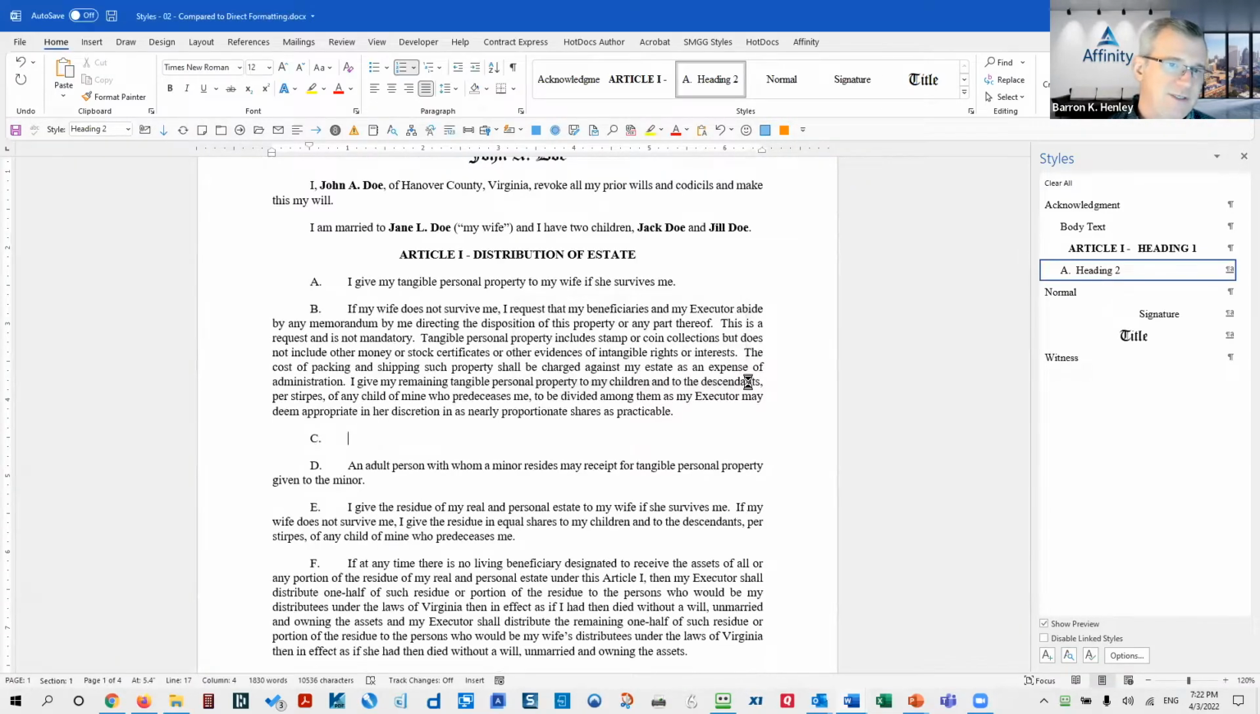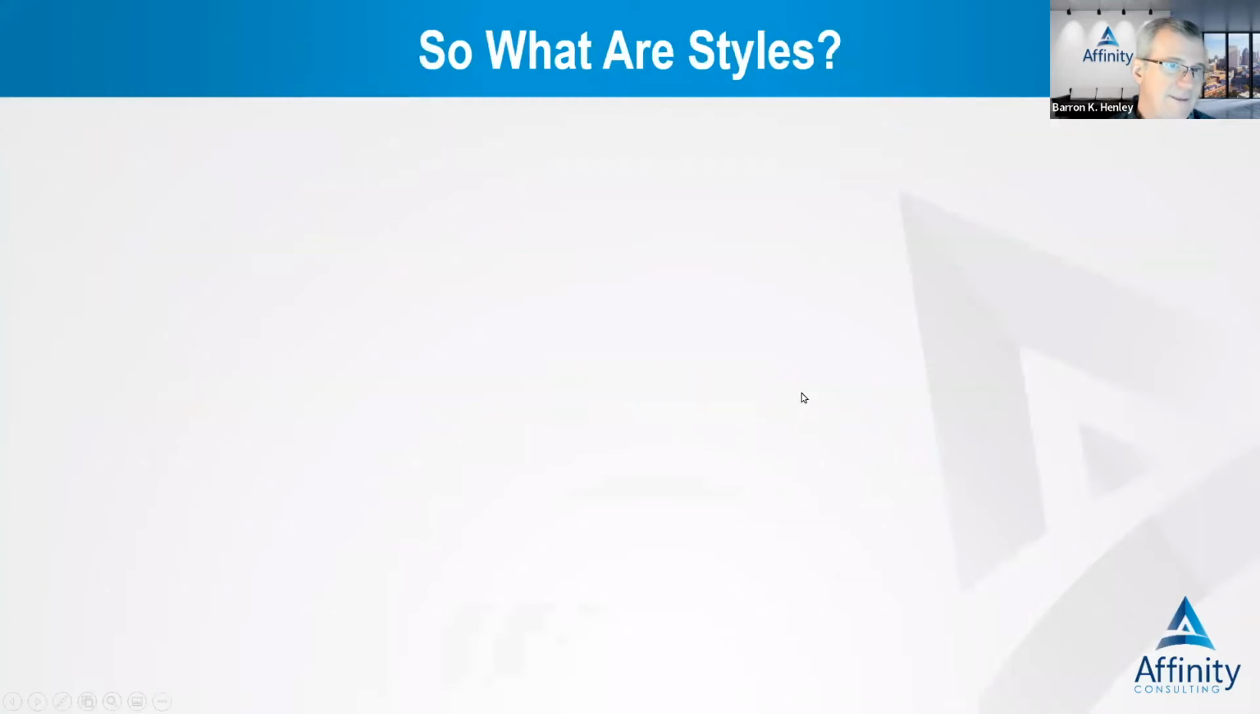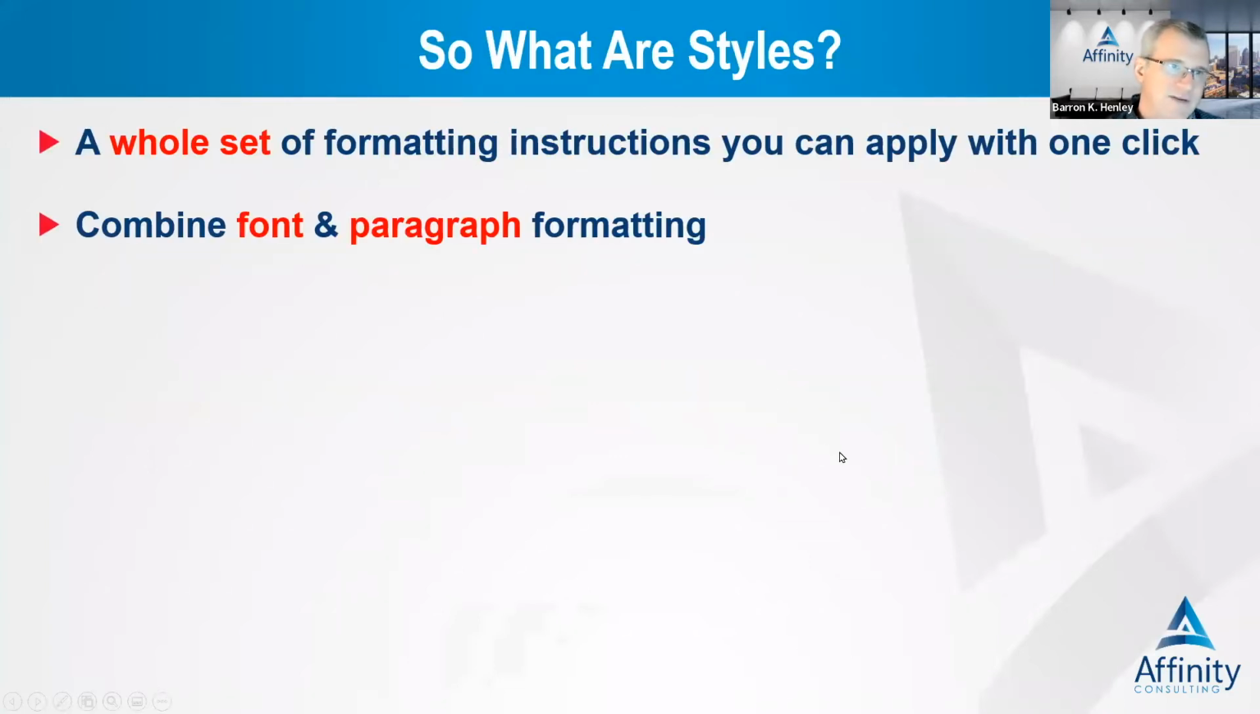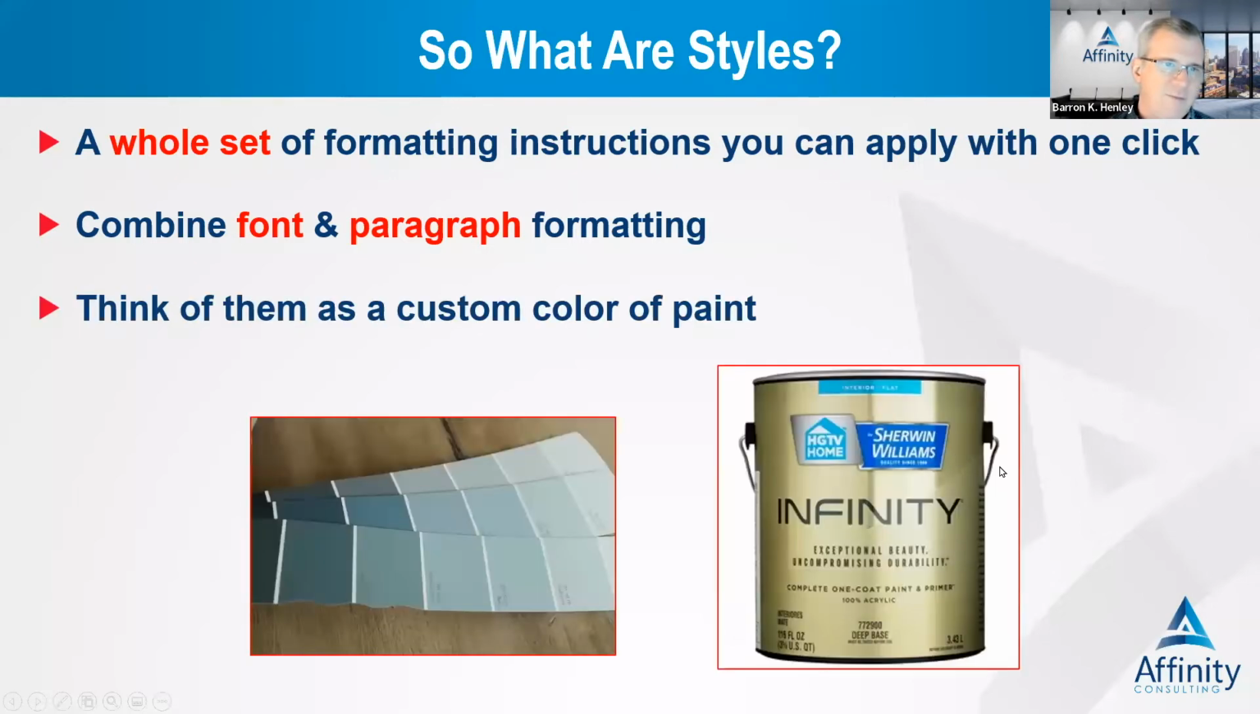So, as you might imagine, that is a superior method. Now, what are these things? Basically, as I said, a whole set of instructions that I can apply with one click. They combine 100% of font and paragraph formatting in Word. You can think of it as like a custom color of paint. Like if I take this swatch into a paint store and say, I need this color, they can whip up a gallon of paint, that color, pretty quick. And that might be a combination of a bunch of different colors all mixed together. And that's kind of like what a style is.